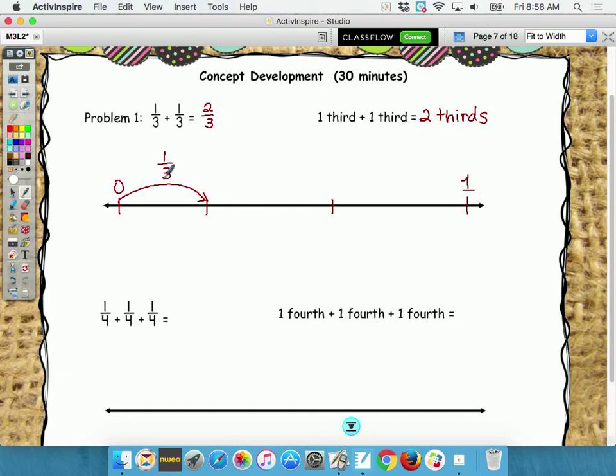1/3, like the arrow and the bunny hop, plus 1/3, okay? And the answer is 2/3. That's all you have to do. Think you can handle it?